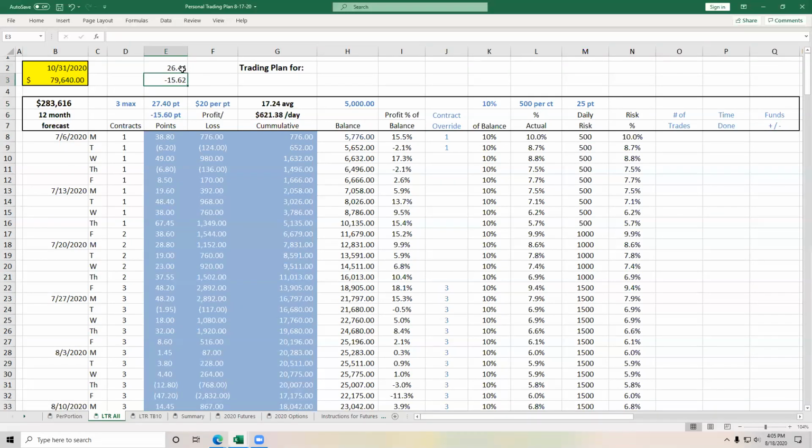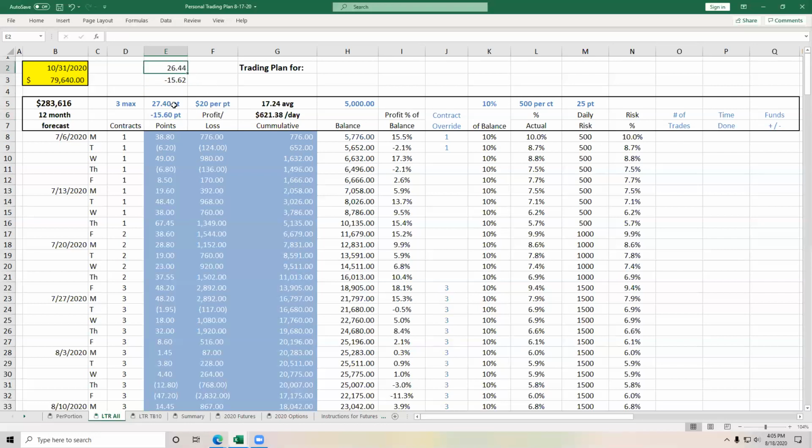Now up here, I can see what our actual average is for winning days and our actual average for losing days. So based on the fact that our losing days are 15.62 points, I'm going to leave our future forecast set at 15.6, and we are actually right on pace to lose on average about 1 day a week. So I'm going to leave that alone.